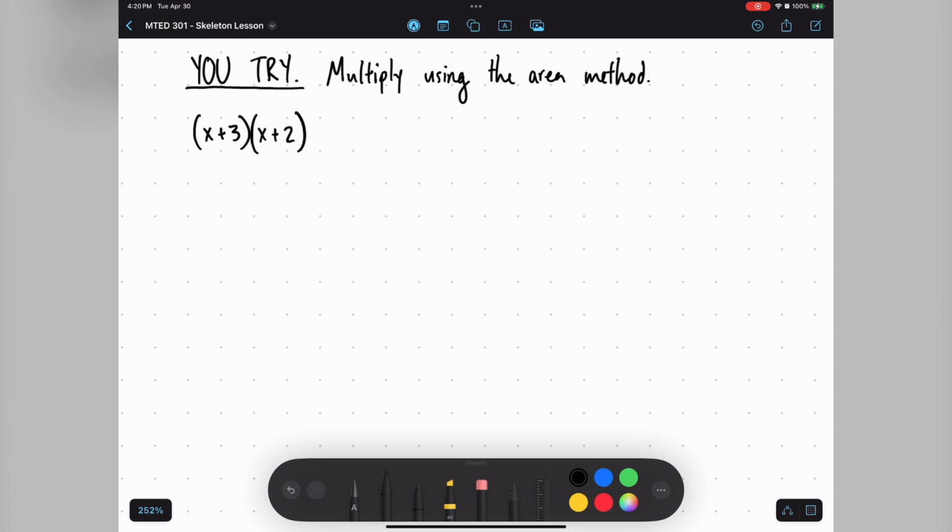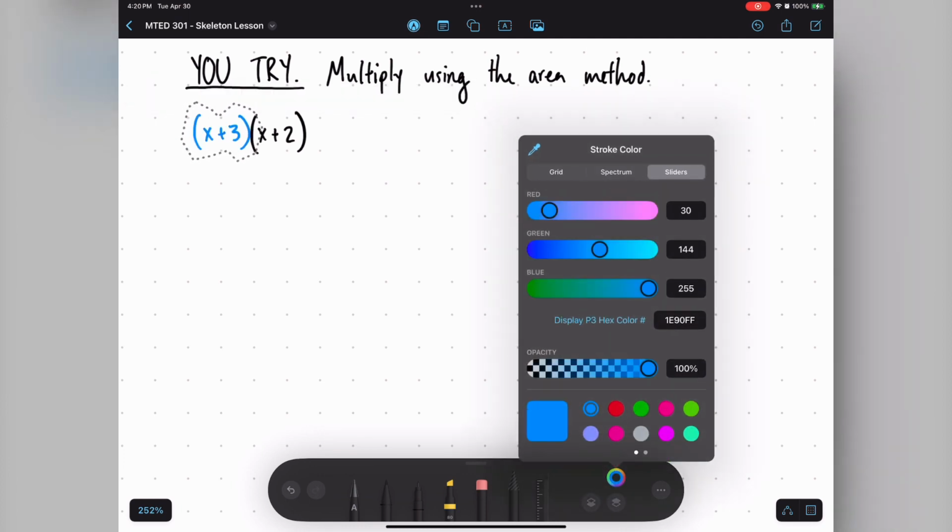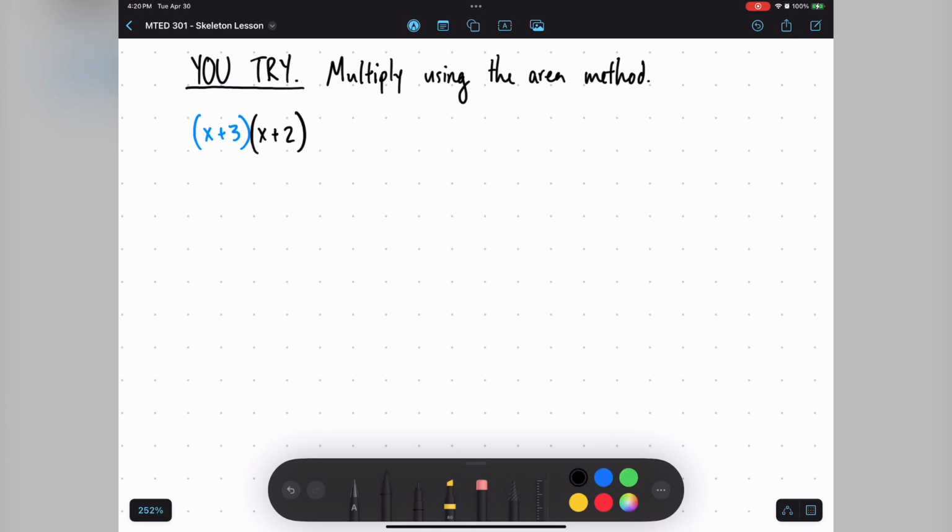Pause. Alrighty, so to figure out our area here, first, I'm going to need to put some area tiles down to represent x plus 3, so I'm going to do that in blue. So I'm going to go ahead and draw my tiles. Here we go. There's our x tile. And I'm going to make 3 little 1 by 1 squares there to represent 3. So we've got x plus 3 here in blue.